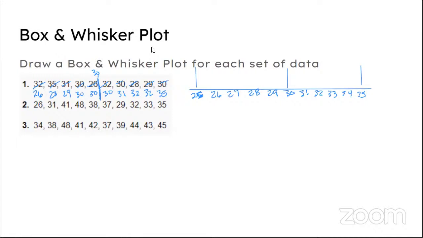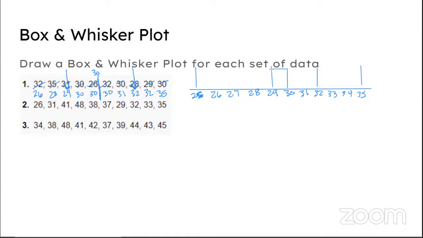And then we need to figure out where quartile 1 is. It's going to be right here at 29. Where's quartile 3? It's going to be right here at 32. I picked the number in between the middle of the upper half of the data. So number 32 is right in the middle of 30, 31, 32, and 35. So 29 was my quartile 1, and 32 was my quartile 3.